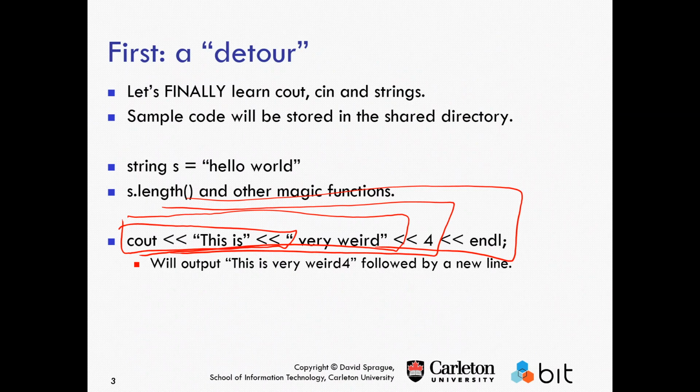Okay, so we'll do a quick detour on cout, cin, and strings. I've already done the outlines of how this is actually going to work because I didn't want to delete it all over again, and we'll have a bunch of sample code that we're going to work through. So here is a string, like hello world. This, notice, is a brand new word we didn't have before. We had C strings before.